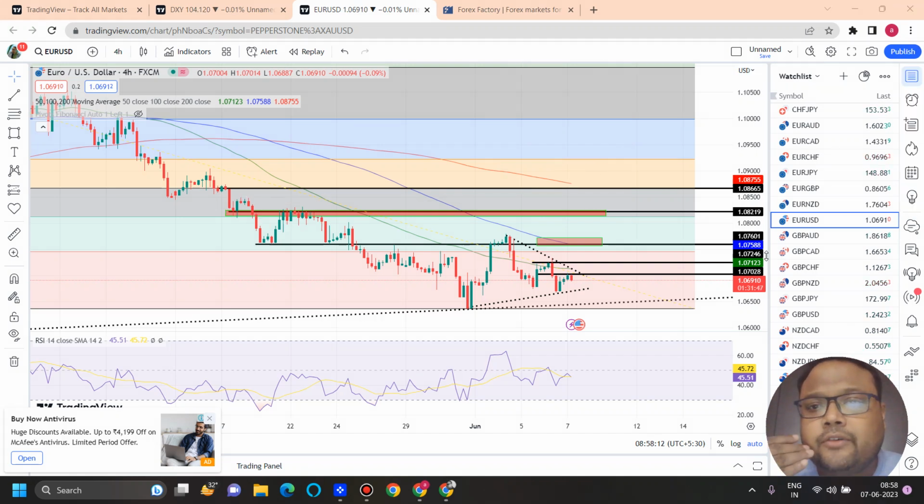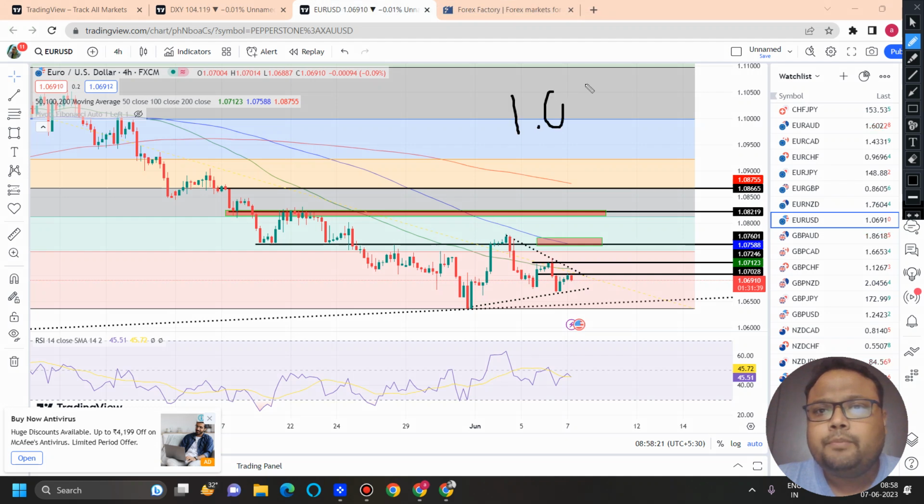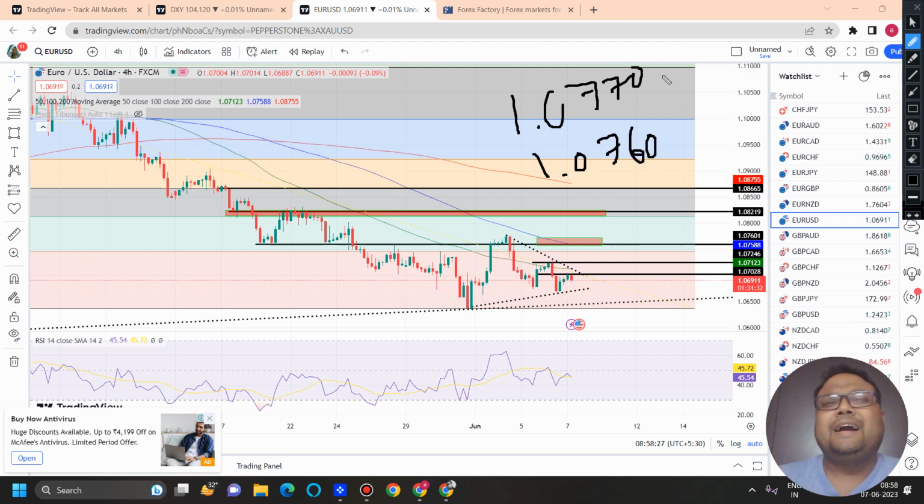So the immediate resistance on the chart of Euro USD is around 1.0770, 1.0760, or 1.0755. I'm talking about this whole level here.